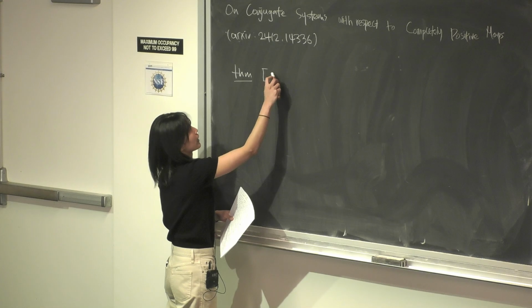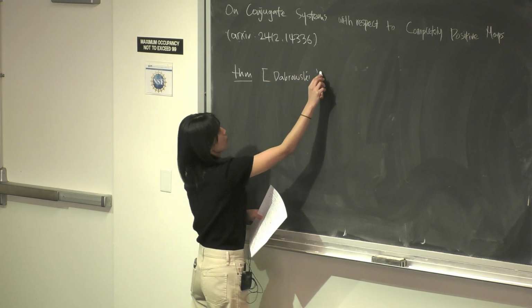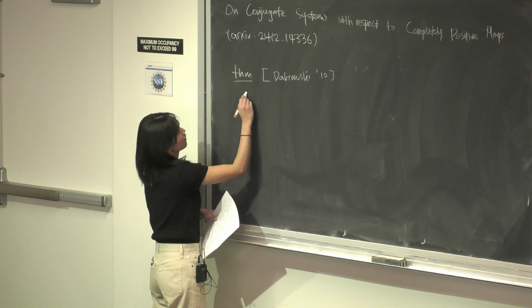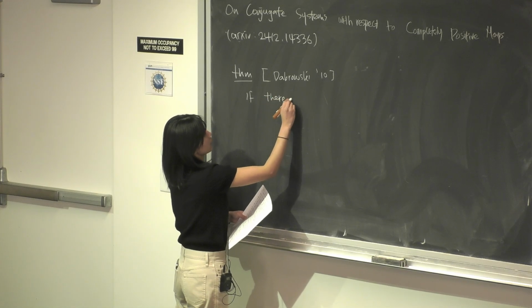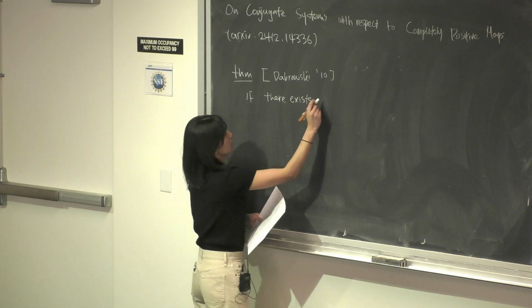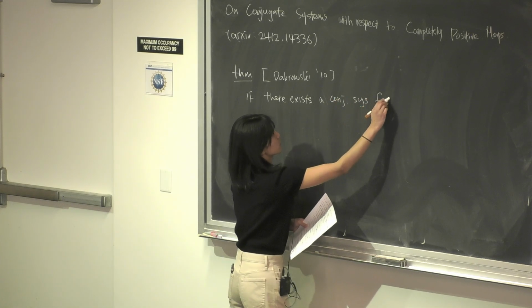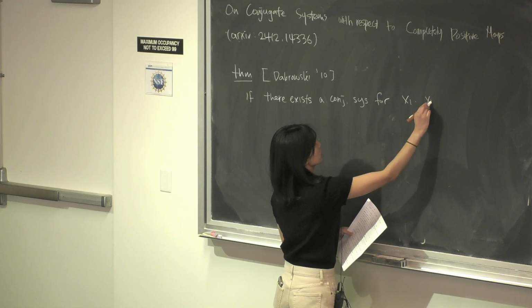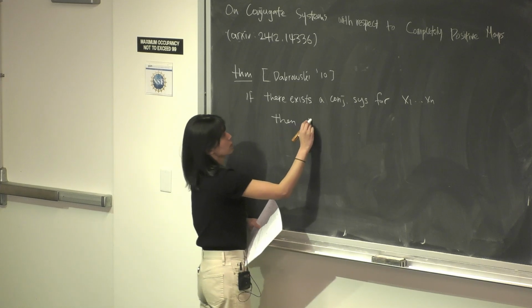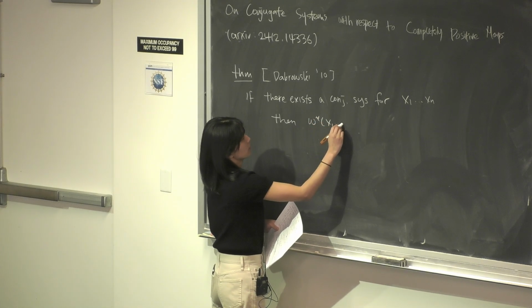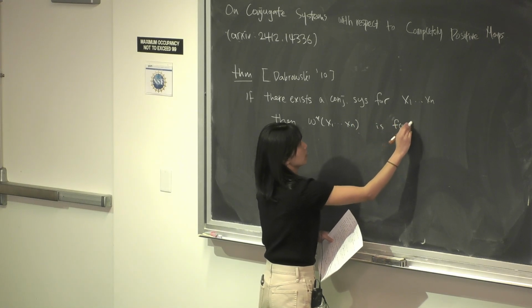This is a theorem by Dabrowski in 2010. If there exists a conjugate system for self-adjoint operators x1 to xn, then the von Neumann algebra generated by these xi's is a factor.